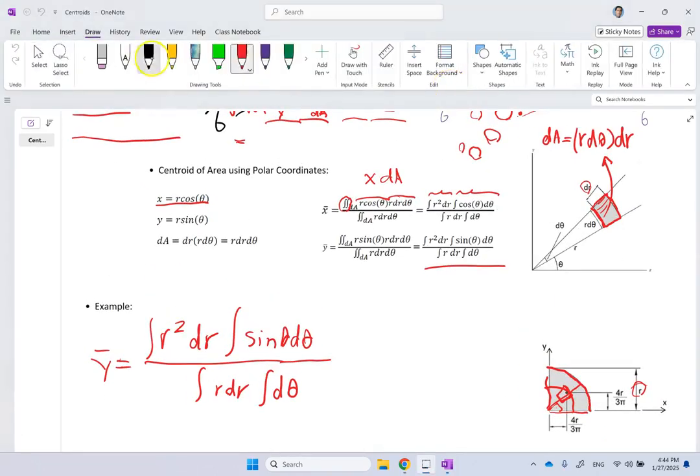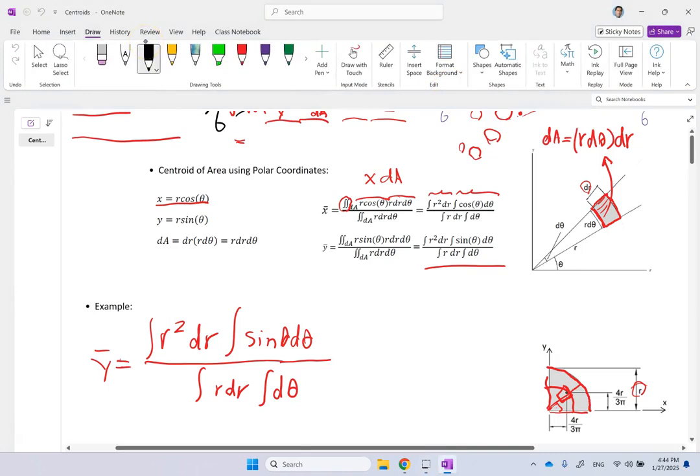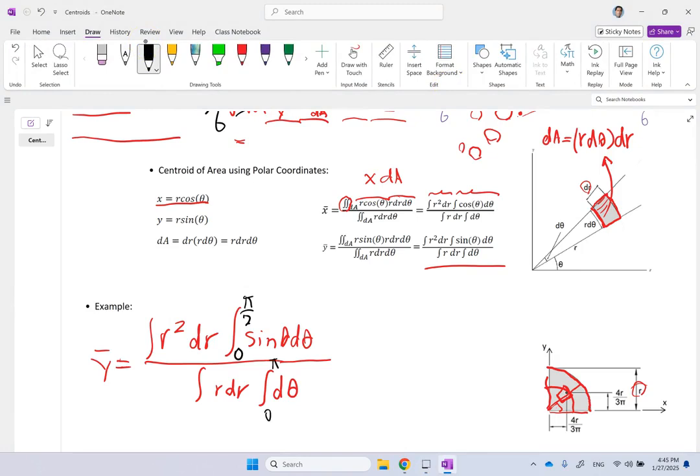So what are the limits here? The limit, as I said, for theta goes from 0 to pi over 2, or 90 degrees. Make sure you use pi over 2. Don't use 90 degrees, because the integral of d theta is going to be theta. You don't want to subtract 90 from 0. You have to subtract pi over 2 from 0. And r goes from 0 to the radius of the circle, r.